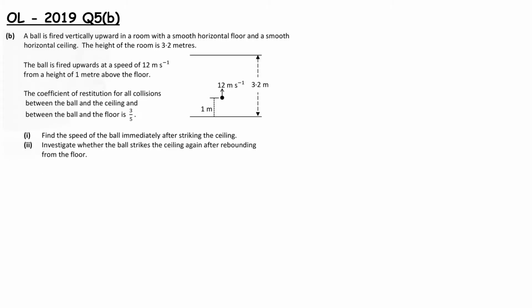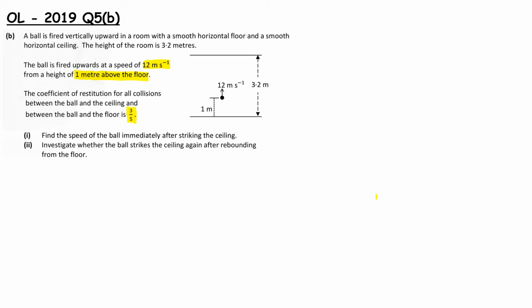So in this question, a ball is fired upwards in a room with a smooth horizontal floor and a smooth horizontal ceiling. The height of the room is 3.2 meters. The ball is fired upwards at a speed of 12 meters per second, and we can see that there on our diagram, from a height 1 meter above the floor. So again, we can see that on the diagram. The coefficient of restitution for all collisions between the ball and the ceiling and the ball and the floor is 3 over 5. And that's really important because that's not on the diagram.